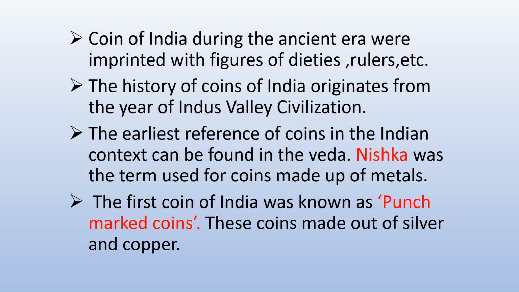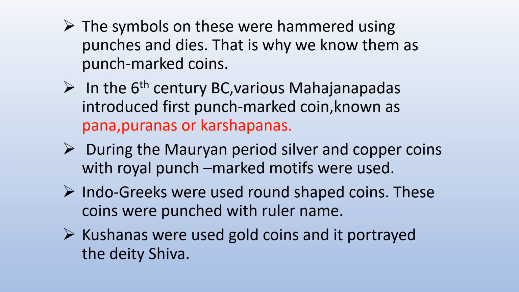These coins were made out of silver and copper. The symbols on these were stamped using punches and dies. That is why we know them as punch-marked coins. In the 6th century BC, various Mahajanapadas introduced the first punch-marked coins, known as Pana, Puranas or Karshapanas.